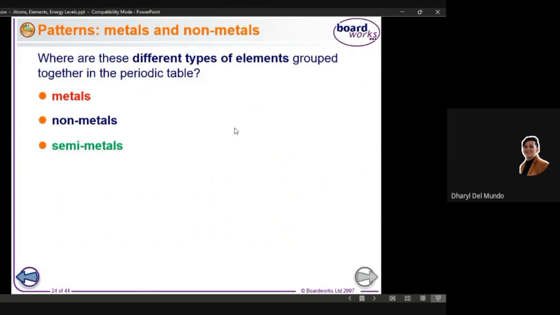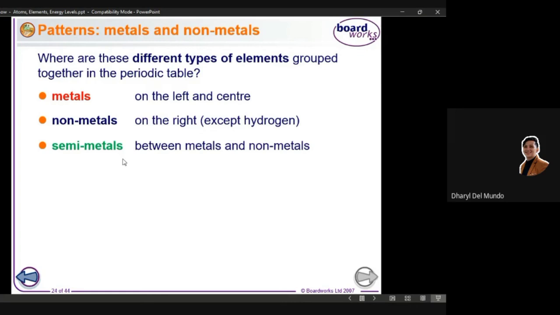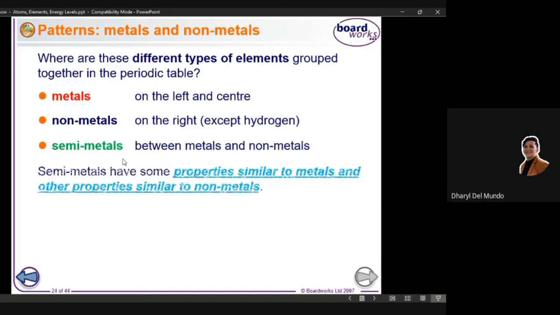So patterns are metals and non-metals because these are the subcategories of elements. So where are these different types of elements grouped? It can be metals, non-metals, or semi-metals, or what we know as the metalloids. Okay, so metals are on the left and the center part of the periodic table, non-metals on the right except hydrogen. Semi-metals, which are metalloids, are between metals and non-metals, starting with boron. Okay, so semi-metals have some properties similar to metals and other properties similar to non-metals.